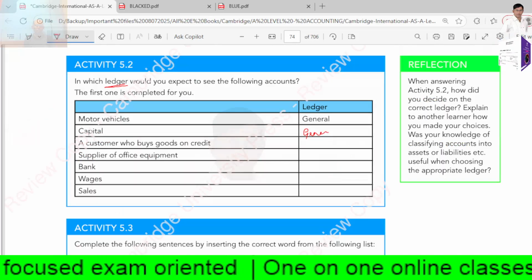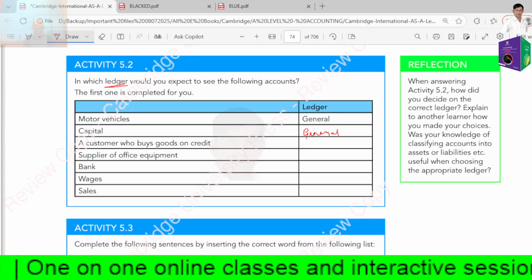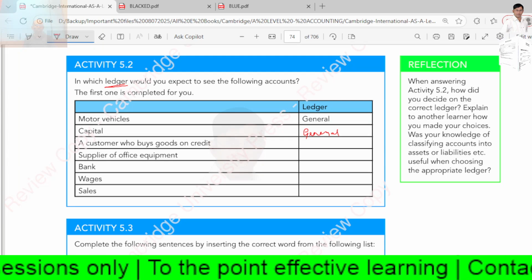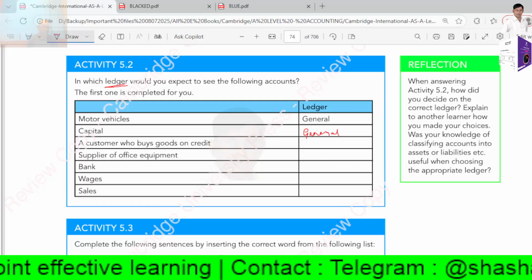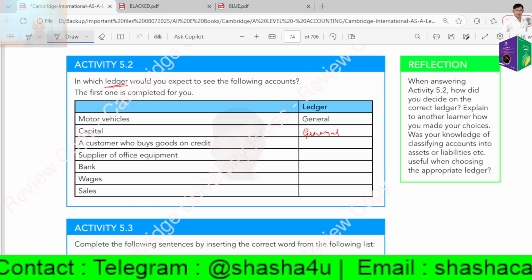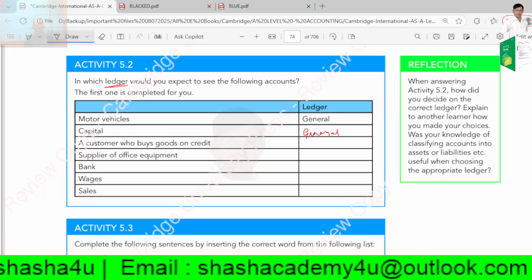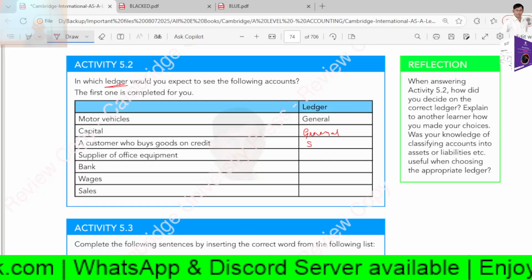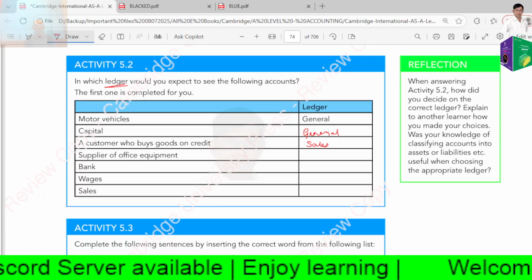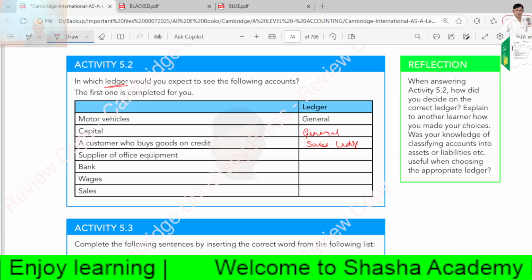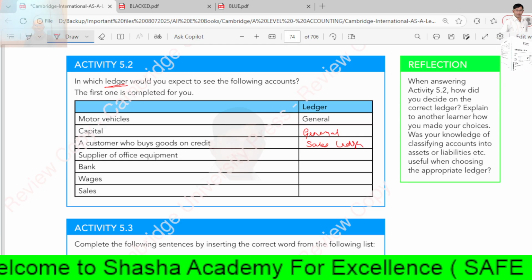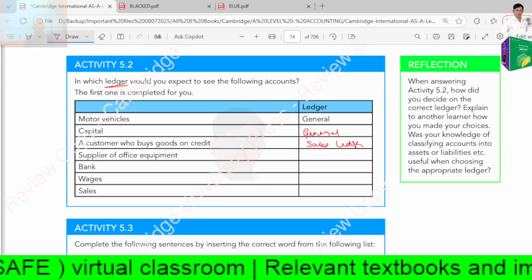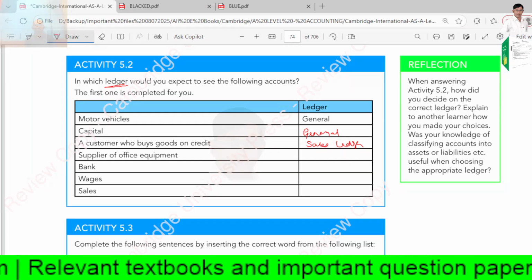Capital is general ledger again. A customer who buys goods on credit: when we are selling, the other person is buying. So these are credit sales ledger. A supplier of office equipment: whether he is a supplier of goods or of office equipment, whoever it is, purchase ledger.